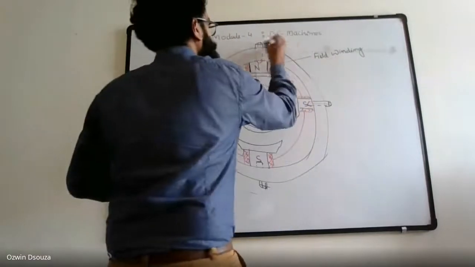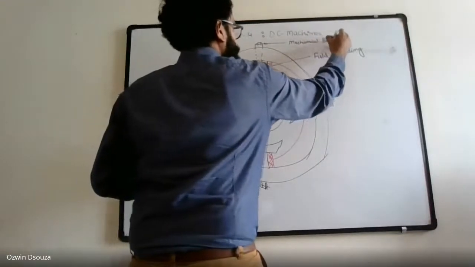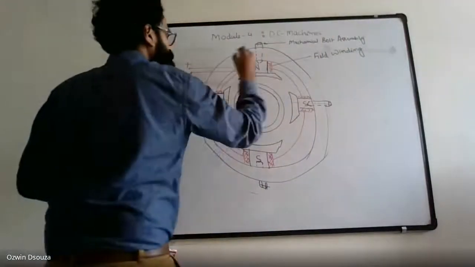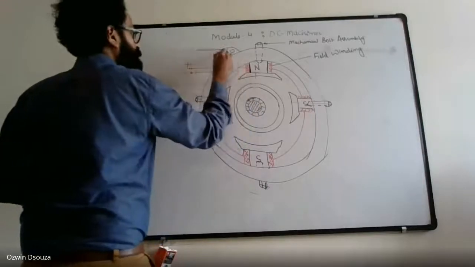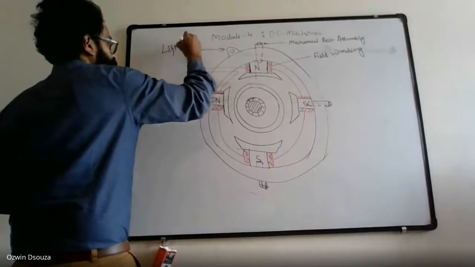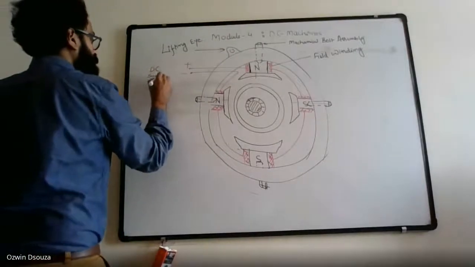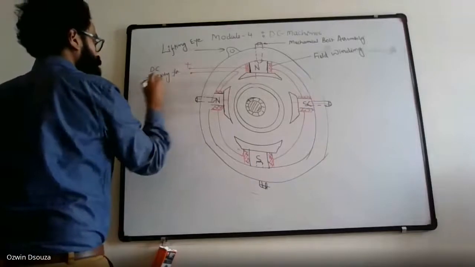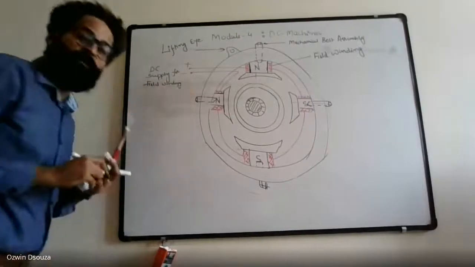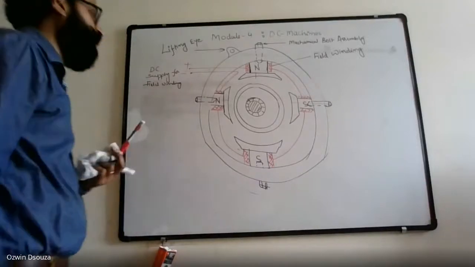Okay. And this is the mechanical bolt assembly. Let us also show the crane hook meant for lifting purpose. This is called as lifting eye. Okay. And this is your DC supply for field winding because electromagnets require a source of electricity. So DC supply is given to the field winding.